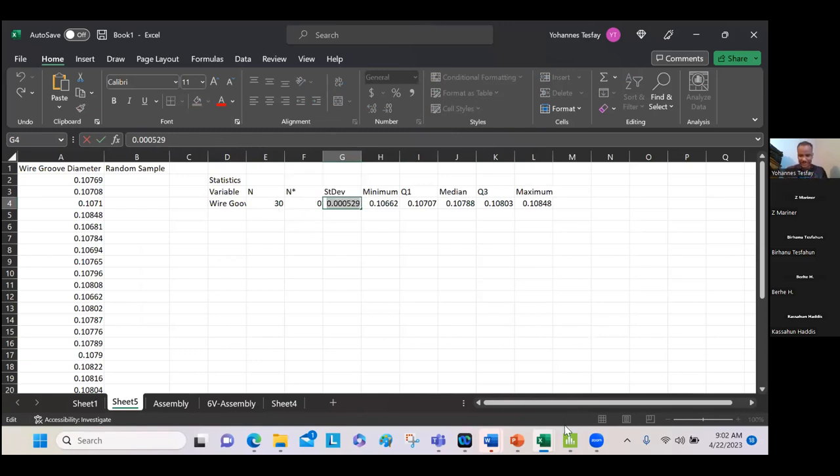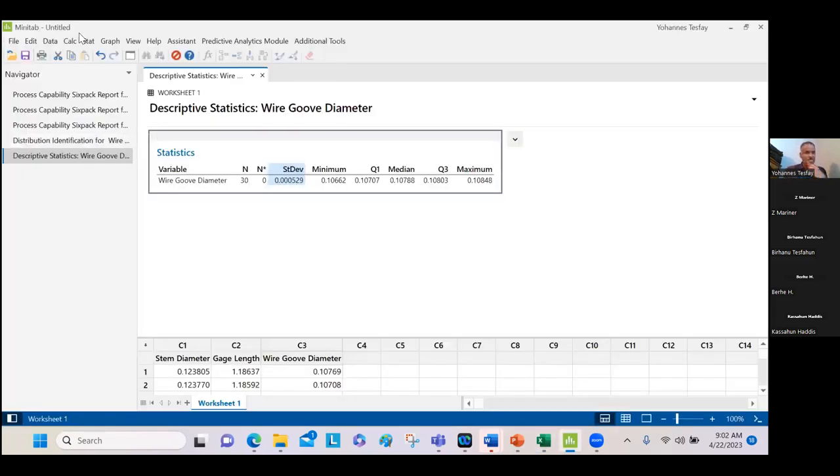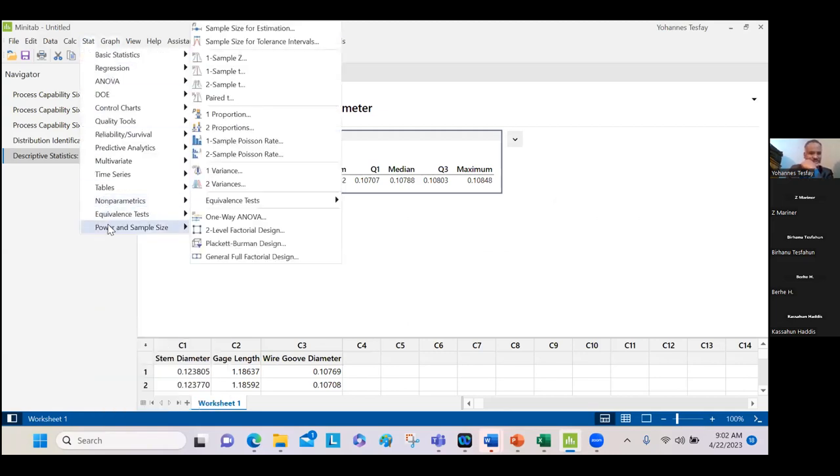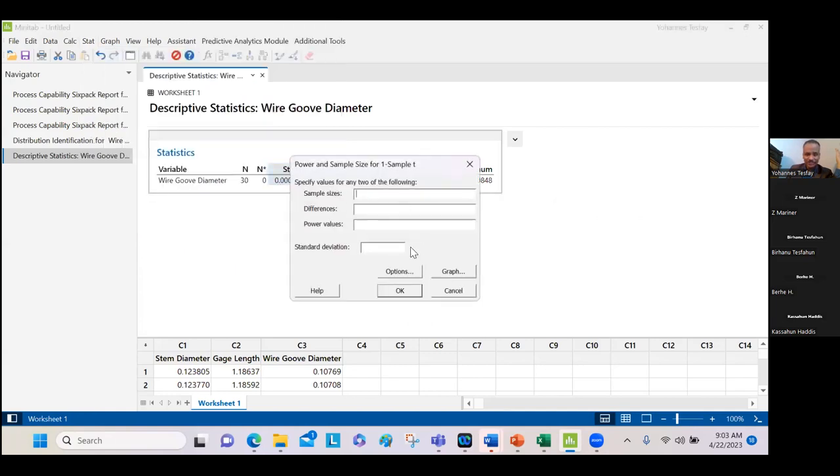Then the next step is I'm gonna go to Power and Sample Size. How many samples do I need? That's my question. Okay, so it's gonna be a t-test. Sample size, I don't know. Difference, I don't know. Standard deviation, I'm gonna put this number. That's my standard deviation. Power value, minimum usually 80%, okay?